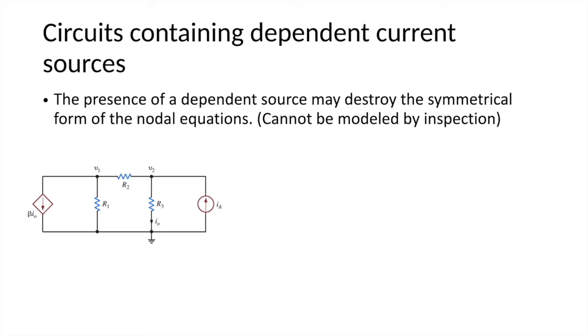We need to write the KCL on each node. So the method that writes KCL on each node applies to all the circuits. Okay, let's take a look. For node 1, let's write the KCL. That is beta times I1 plus 1 over R1 plus V1 minus V2 over R2 equals 0.